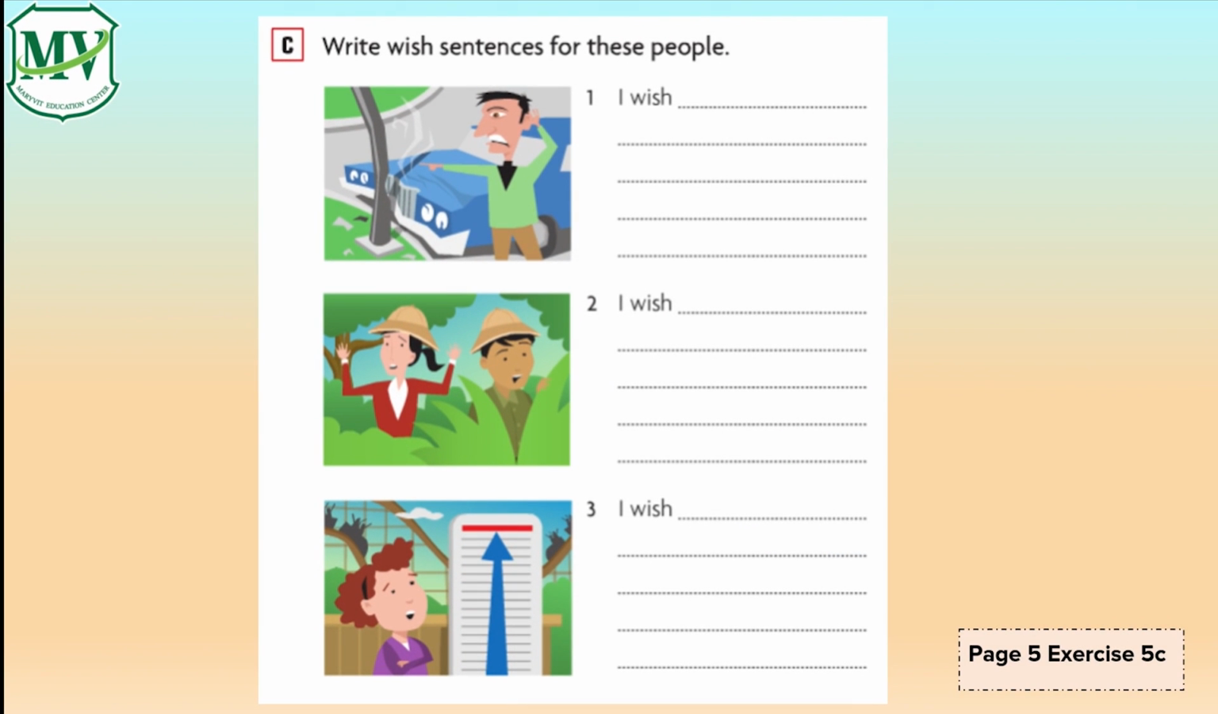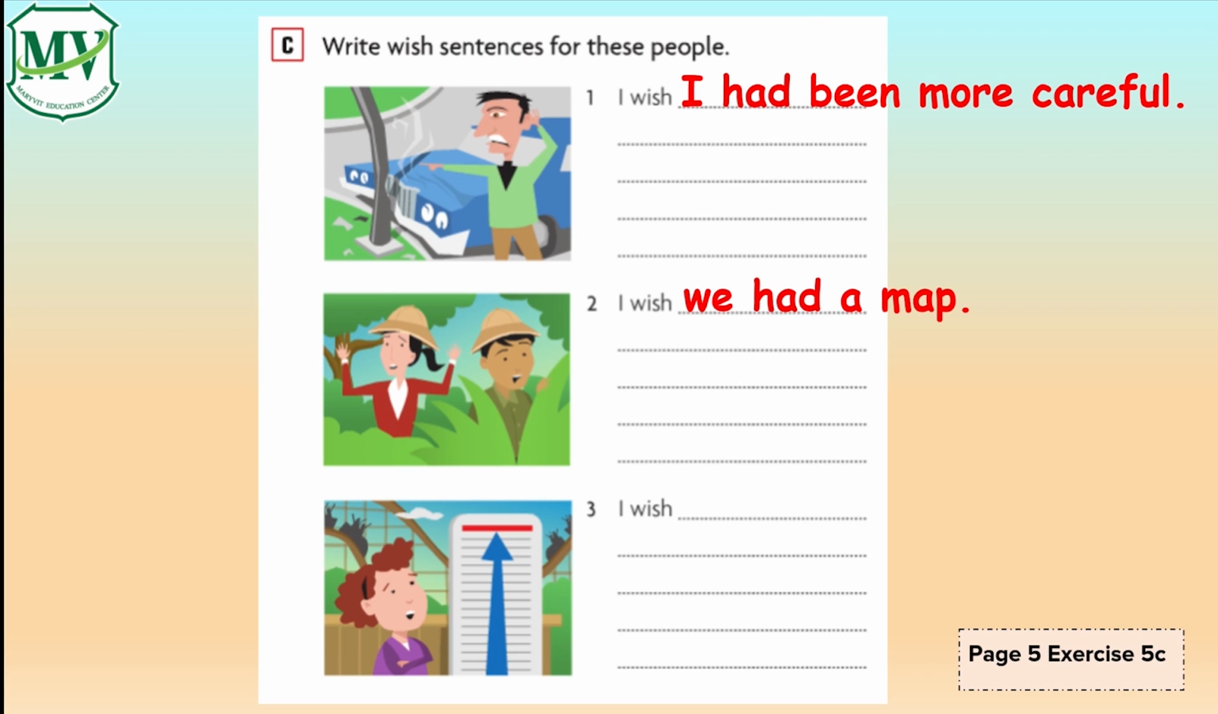Now, I think you understood the lesson well, so you could write the sentence for these people. Number 1, he had already got an accident, right? So he might wish to express regret. He might say, I wish I had been more careful. How about number 2? They are lost now, right? It's the present situation. So the person in the picture might say, I wish we had a map.